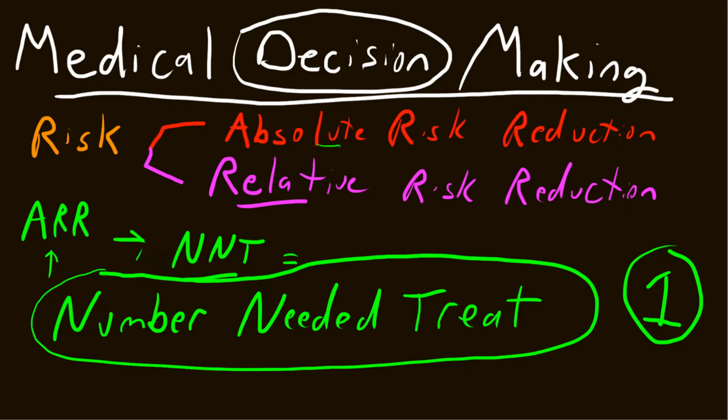All right, so how are you going to be that lucky patient? Well, you're going to ask your doctor, what's the absolute risk reduction and what's the number needed to treat? And you're going to pick an intervention that has a lower, lower is better, number needed to treat. So let's take some examples.